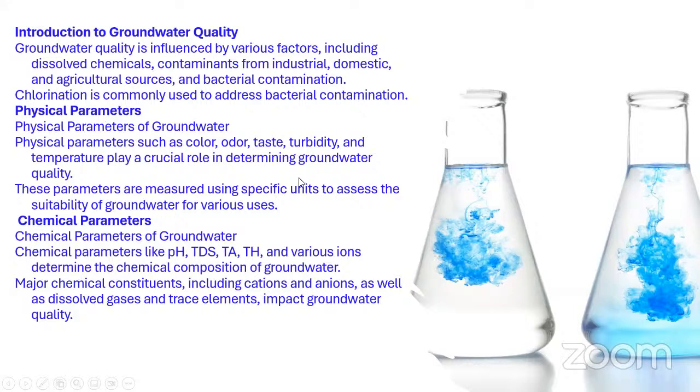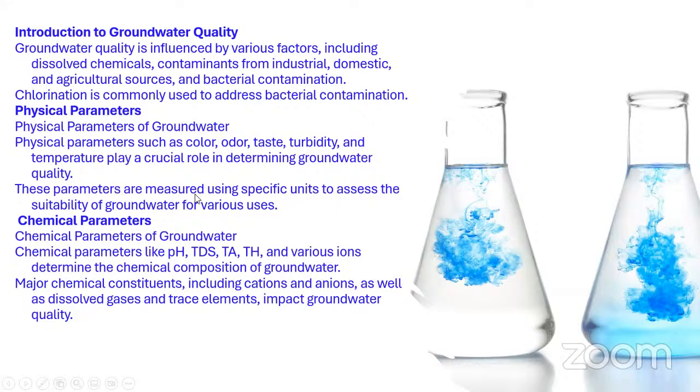When the color, odor, taste, or turbidity changes due to agriculture, domestic and industrial activity, then we can say groundwater quality issues may be there in the particular area. And these parameters are measured using specific units to assess the suitability of groundwater for various uses.